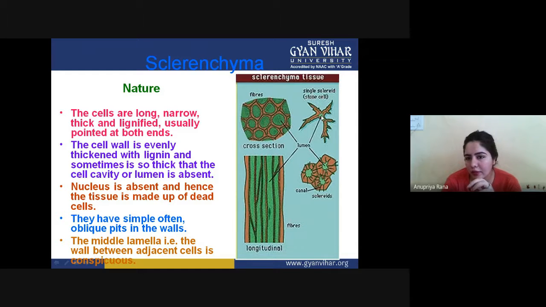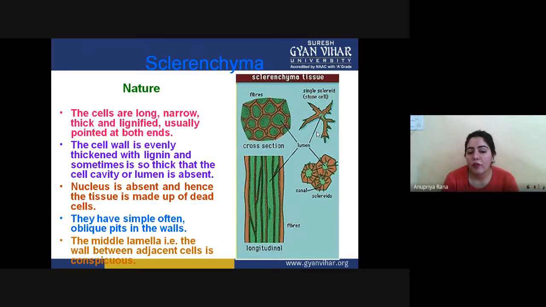You can see here, in this cell, all that is left is thickening. There is just a very tiny lumen here. So their nucleus is absent. Hence, the tissue is made up of dead cells. They have so much thickening and lignification on their cell wall that the nucleus is not going to work and is absent. Hence the cells are dead cells.